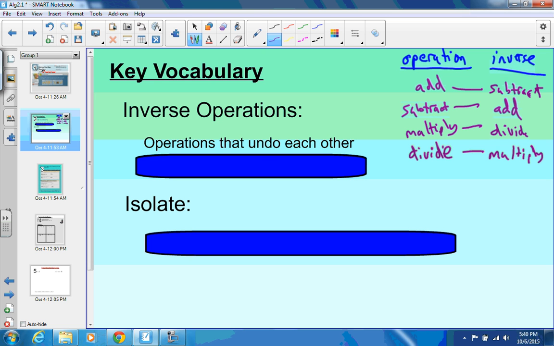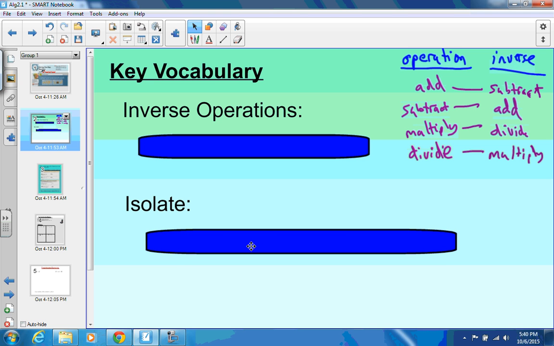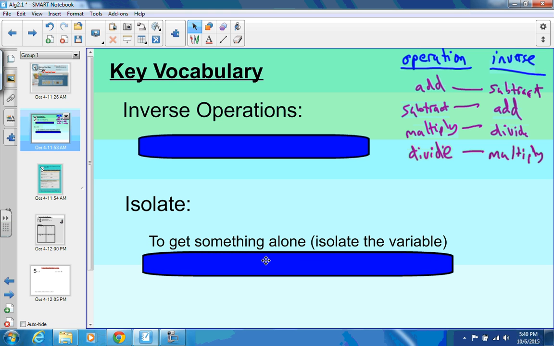All right, and the other term here is called to isolate. When we say isolate, maybe you think of playing basketball or football, and you want to isolate one of the players who has the ball. You want to get them all by themselves. So in math, we're going to get something all alone, or to isolate the variable, we're going to get the variable by itself. So that's what it means to isolate. If we're going to isolate a variable, we're going to make that all by itself on one side. So those are our two key terms for today.